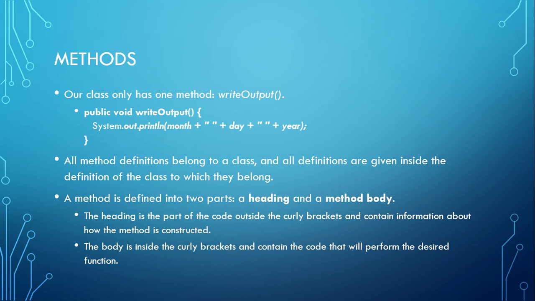You have the heading and a method body. The heading is the part of the code outside the curly brackets and contains information about how the method is constructed. So in our example, that is public void writeOutput. The body is inside the curly brackets and contains the code that will perform the desired function. In our example here, that would be System.out.println month plus day plus year.